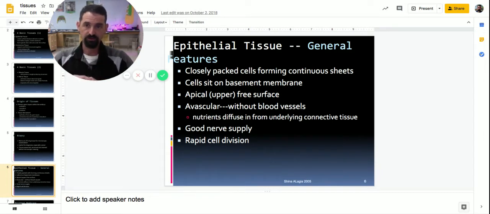You might see this on your coloring sheet. They have a free upper surface. They're exposed to an open area, like the inside of a blood vessel would be your apical surface, or the outside of your skin would be the apical surface.